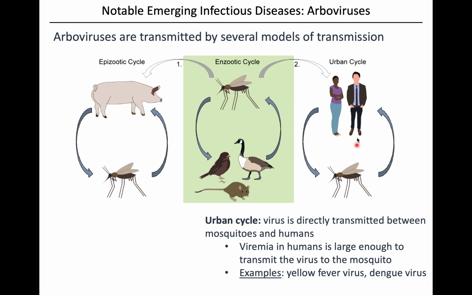And we see this urban cycle with yellow fever virus. We see it with dengue, which we're going to talk about. And of course, you could get this move between the epizootic cycle and the urban cycle too, if you have people coming into contact with these animal populations that are heavily infected.